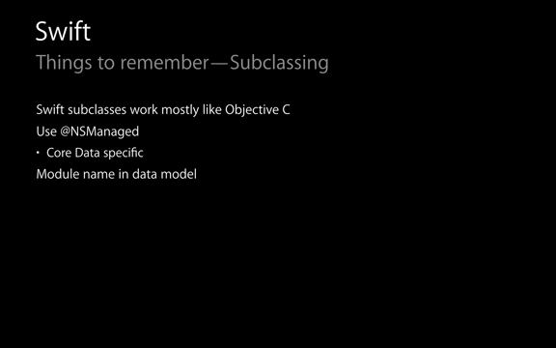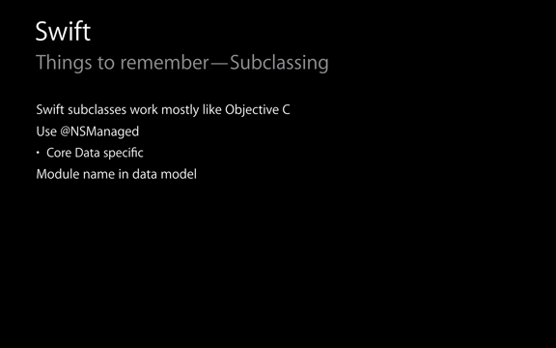How do you create a managed object subclass? Well, they're pretty much like Objective-C, only instead of using @dynamic, you'll be using @NSManaged. This is a Core Data specific property that tells the Swift compiler that the Core Data runtime is going to be responsible for managing the data storage and accessors for the properties that you've specified as @NSManaged. Unfortunately, you're not going to be able to create your own dynamic mechanisms. Talk to the Swift guys about that.